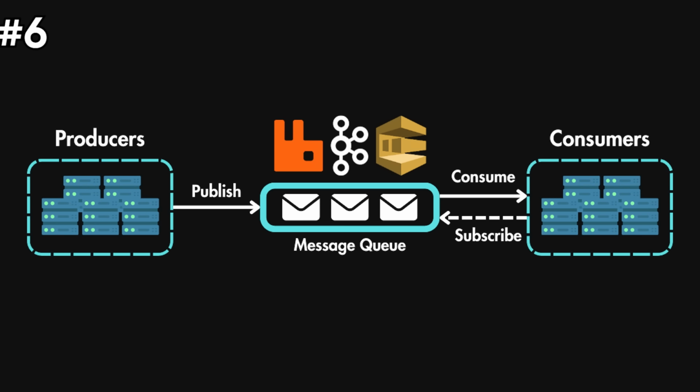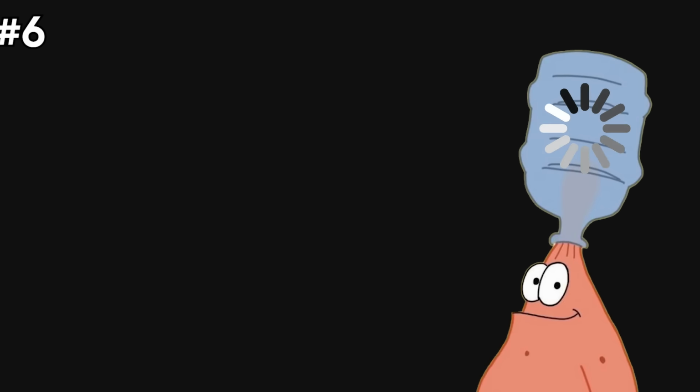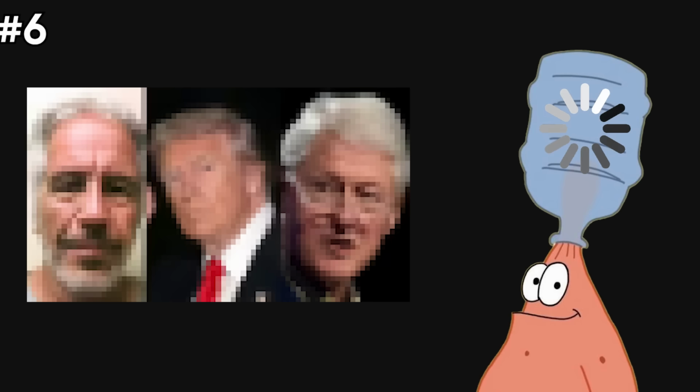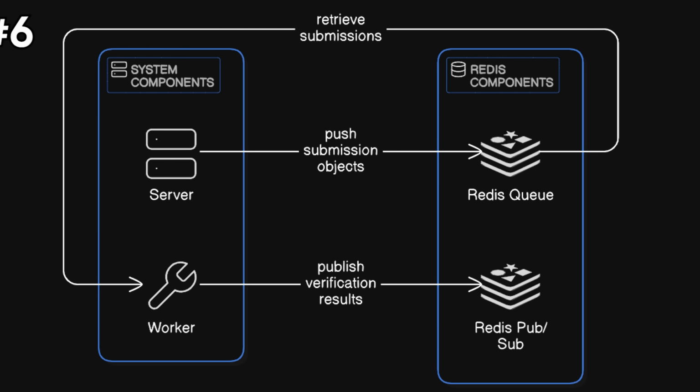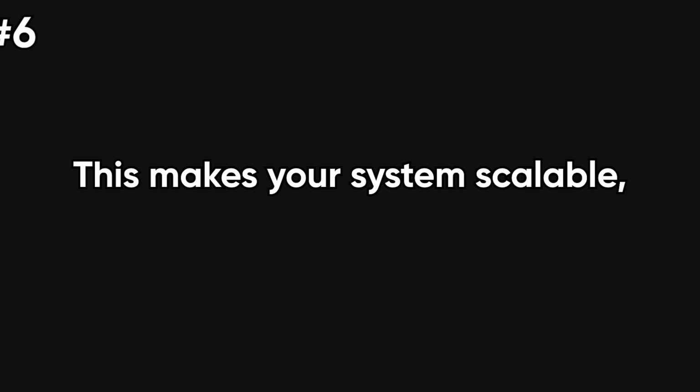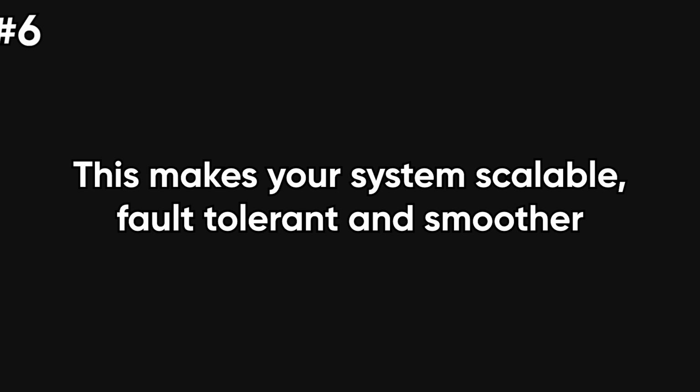Message queues also solve a problem every backend eventually faces: long-running tasks. You don't want your API to freeze while sending emails, compressing images, or processing videos. Instead, you push the job into a queue like RabbitMQ, SQS, or Redis-based queues. A background worker picks it up and completes it asynchronously. This makes your system scalable, fault-tolerant, and much smoother for users.